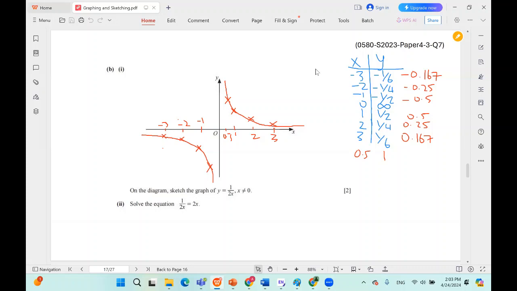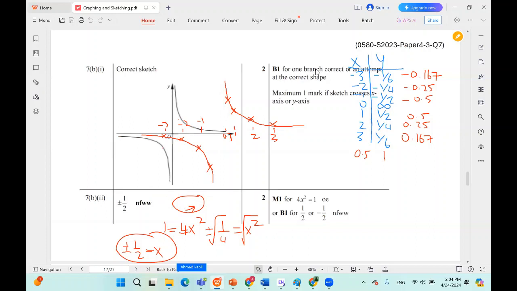Now we need to solve this equation. This is quite simple. You take the 2x to the other side. So 1 equals 4x^2. You divide by 4. So 1/4 equals x^2. You can take the square root of both sides, but remember this is positive and negative. So x will equal ±1/2, and this is the final answer. So this is the correct sketch, and ±1/2 is correct as well.